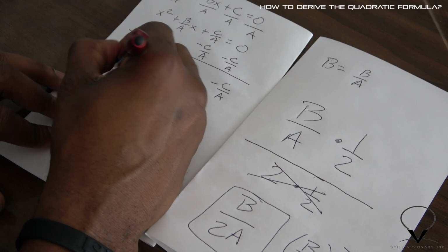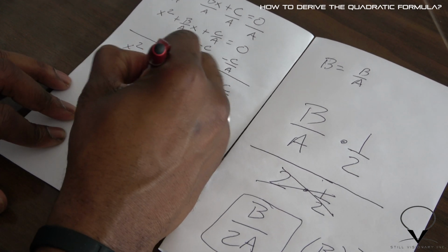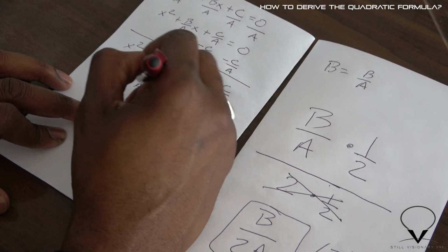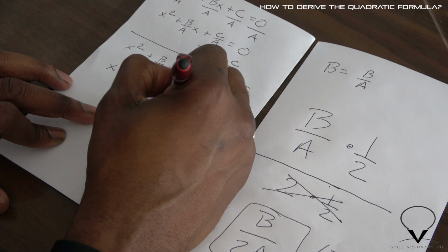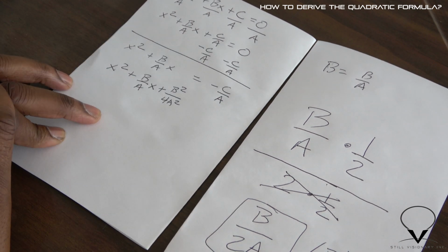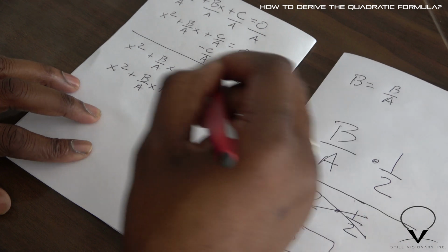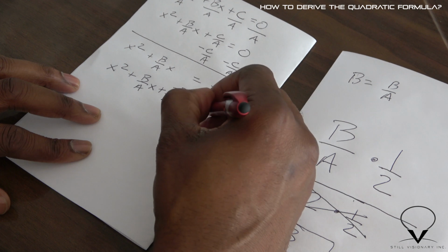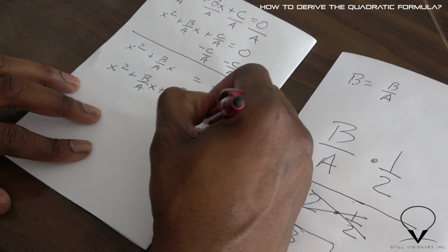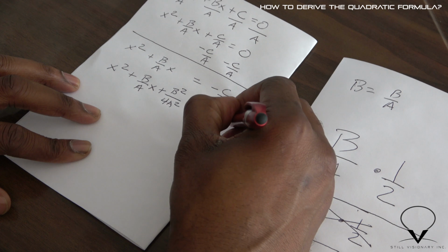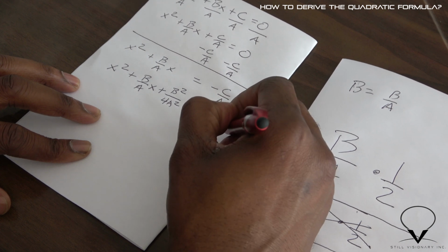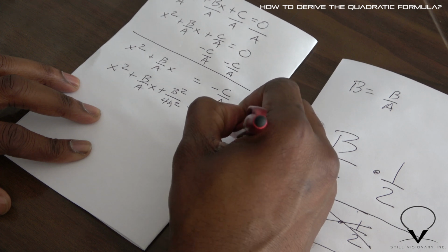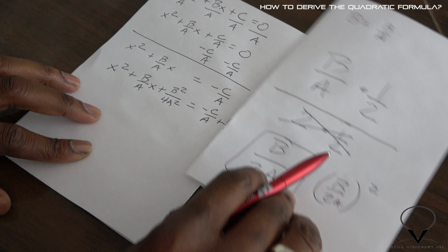So I'm going to have x squared plus b over a x plus b squared over 4a squared equals negative c over a plus b squared over 4a squared, sorry. Now, what I'm forgetting here is this b term.